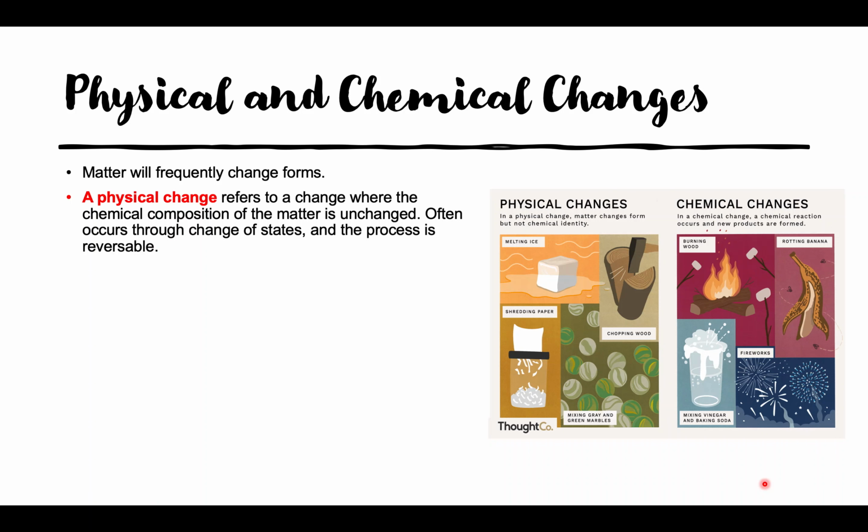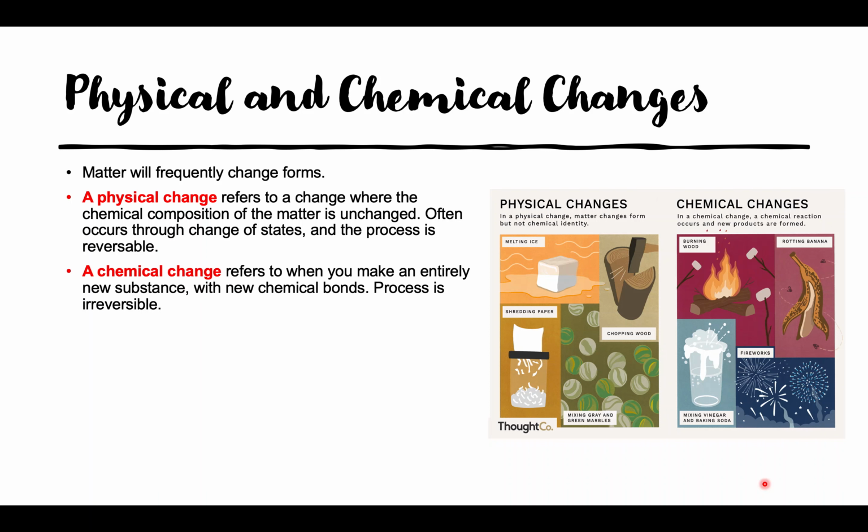For example, if you froze the substance, you can get it back, so to speak, or the original substance may be acquired by melting. However, if you make an entirely new substance with new chemical bonds, that's a chemical change. Now, this process is irreversible. I'd like you to take some time to think of how you could detect whether a substance has undergone a chemical change.